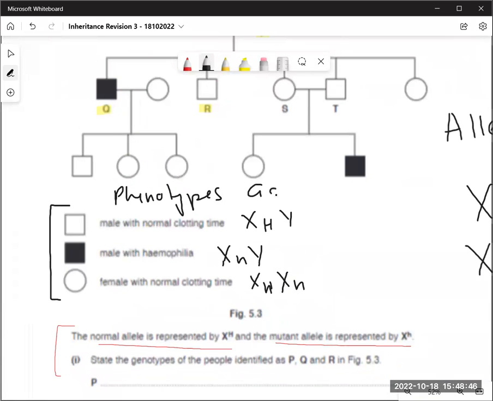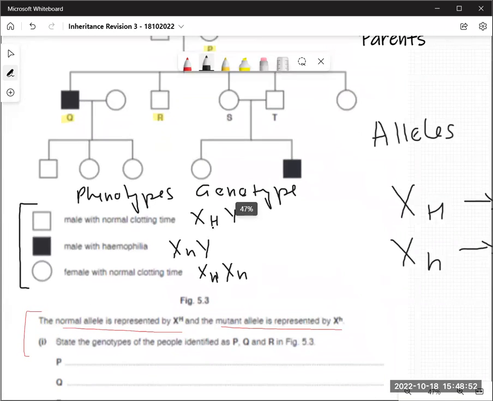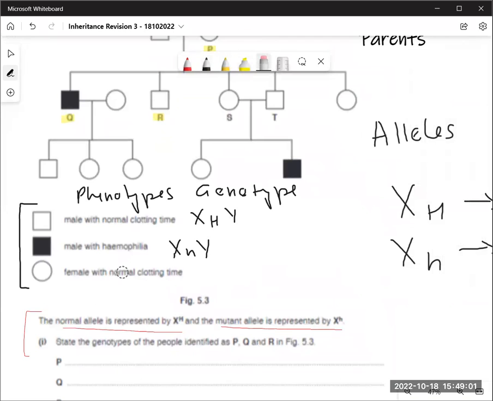But these are the genes in their blood. Now from this, I can realize that if a male has X capital H, he must be normal. If a male has X small h, then he must have hemophilia. However, a female with normal clotting time could be of two types: X capital H, X capital H, or X capital H, X small h.